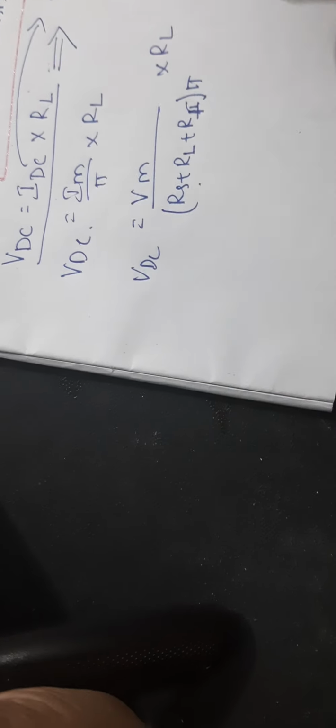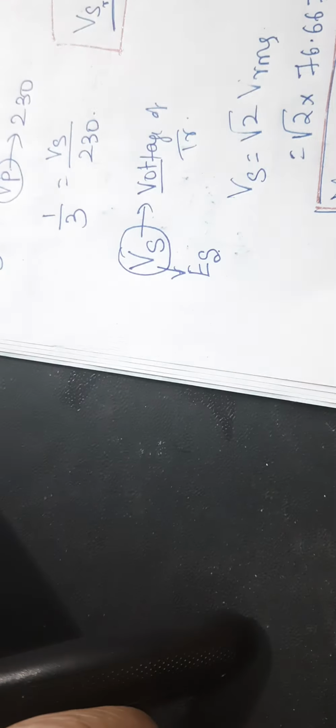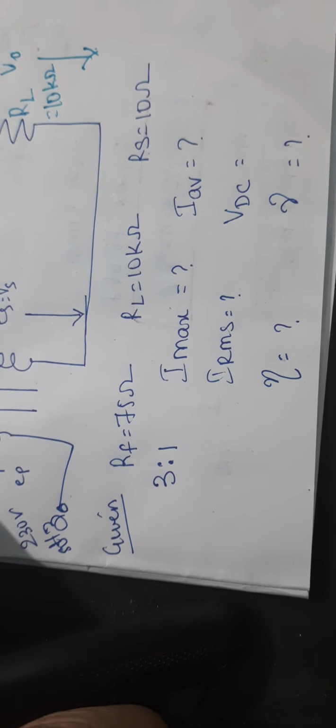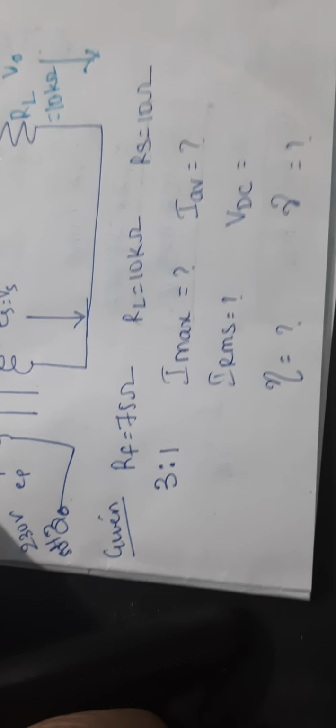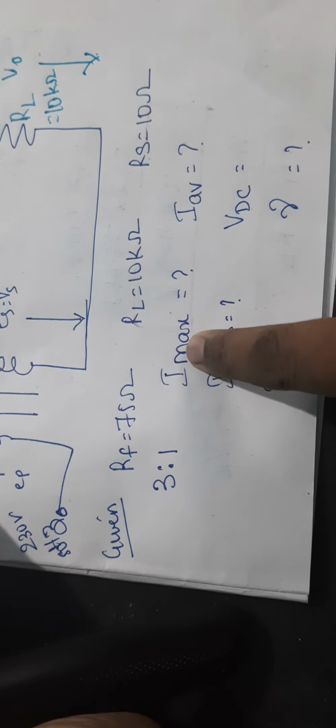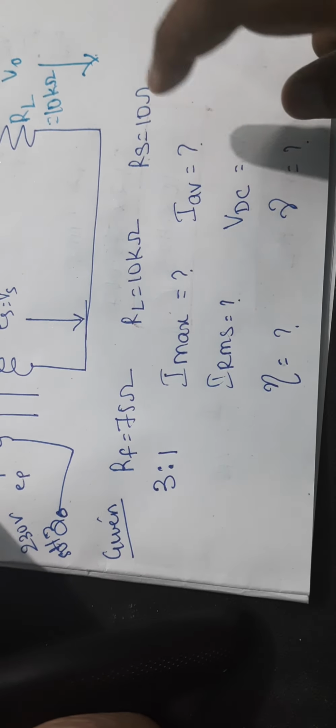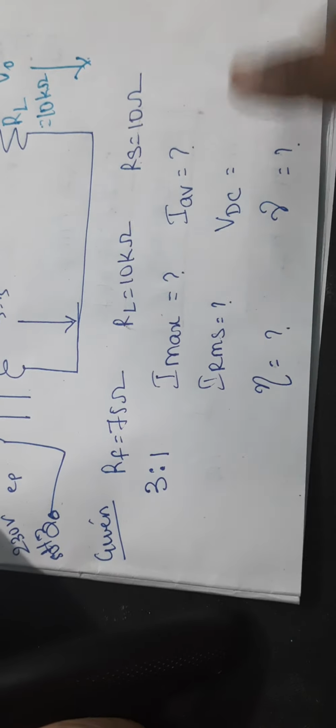Now VDC is over. Next I have to find... Okay, I have found out Imax, that is Im I found out, IRMS over, IDC over, VDC over. Now these two are left out: efficiency and ripple factor.